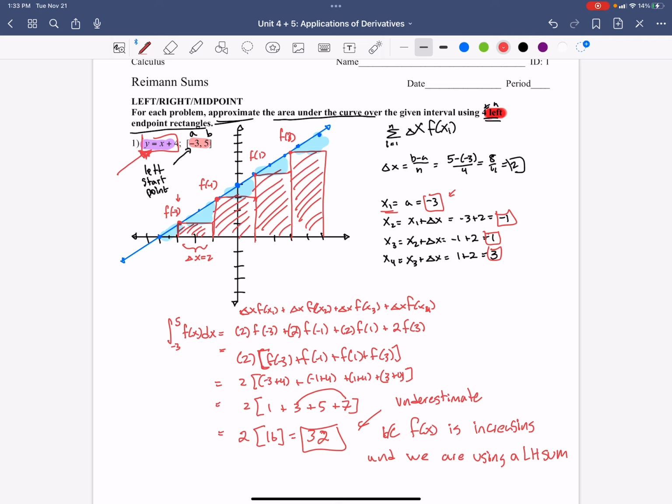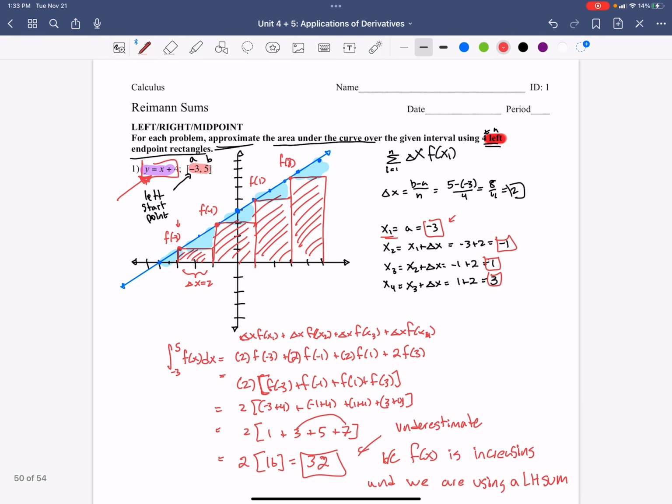So it's increasing, and if we use a right hand sum, then it's an overestimate. And then the opposite is true. So if we have a decreasing function and use a left hand sum, then it'll be an overestimate. And if it's decreasing and you use a right hand sum, it's going to be an underestimate. Alright, and that's basically it for this video. Alright, guys. Bye. This is the left hand sum. We're going to do a right hand sum next.